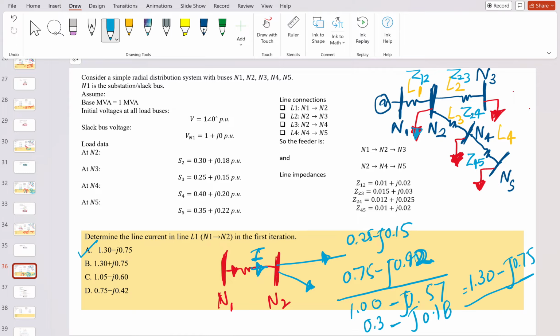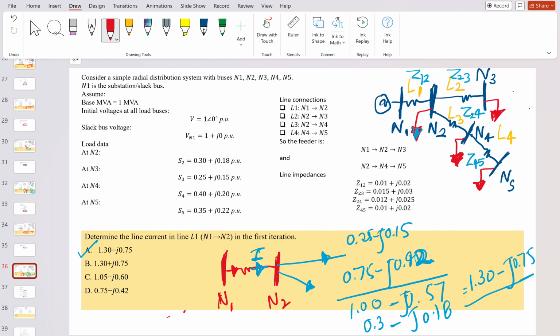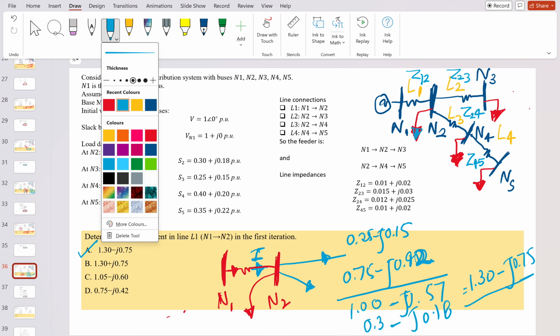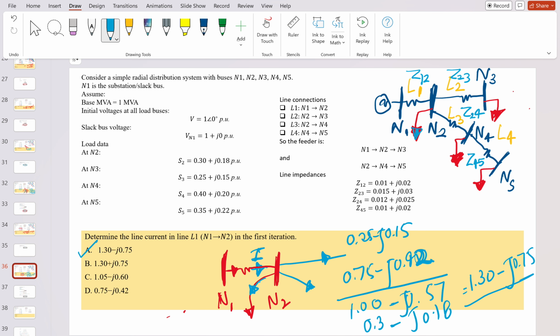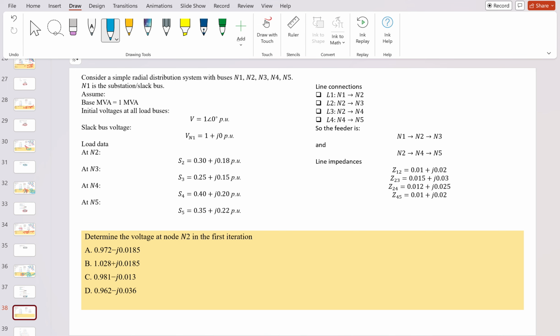That's correct. So it is easy to make the network and get the current which is flowing here. I had not considered the load connected, the current will flow there also. So this current and this current, summation will be simply equal to I, which is flowing from N1 to N2. That is 1.30 minus j 0.75. Okay, let's move forward. Try to solve this.